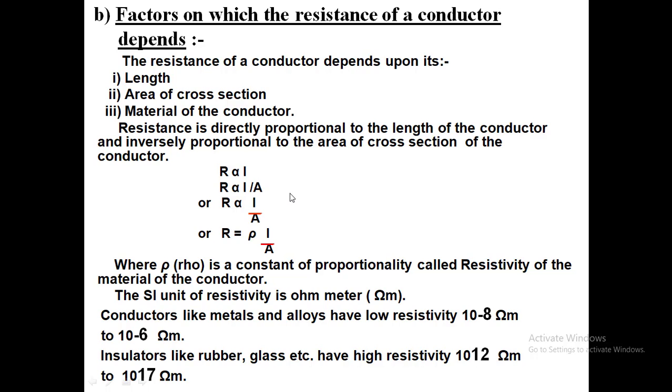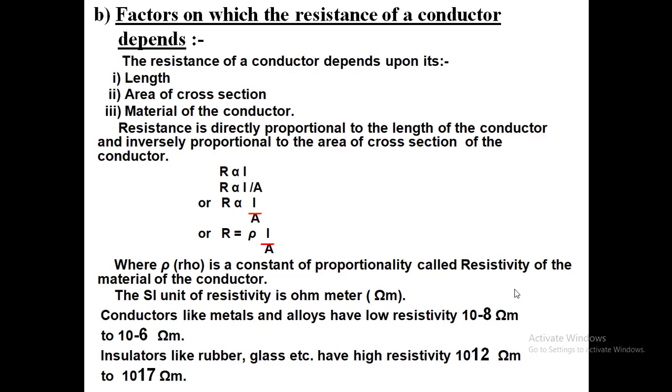As area of cross section increases, the resistance decreases. So R is directly proportional to 1 by A. If you combine these two, you get R directly proportional to L by A. If you equate them, R equals rho into L by A, where rho is called the proportionality constant, named as the resistivity of the material of the conductor. Now here, resistivity will determine the nature of the material.